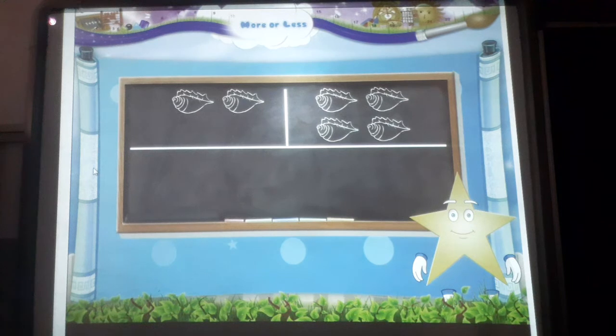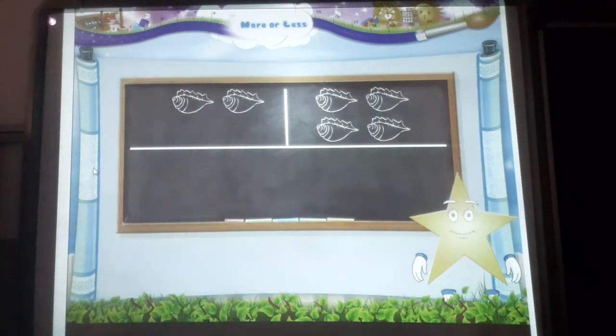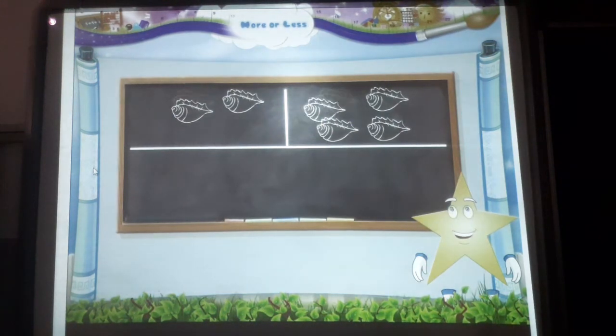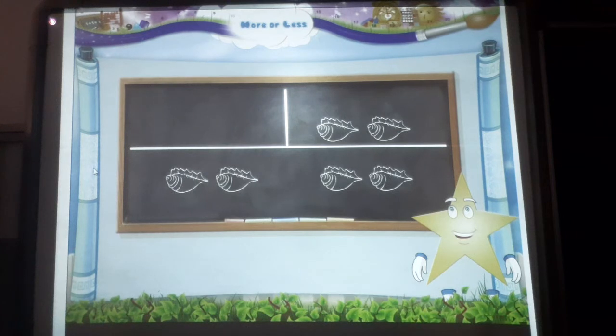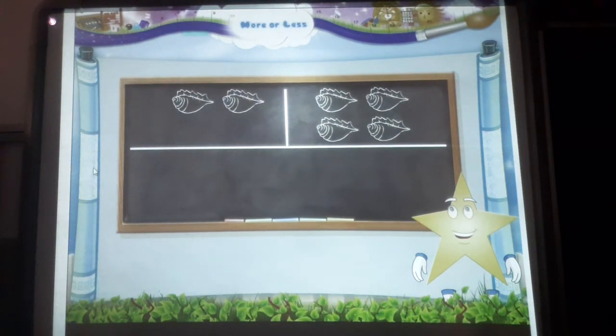And here, Starry, are some shells. 1, 2 shells. And 1, 2, 3, 4 shells. Let's make the one-to-one pairs. We have 2 shells remaining on this side. So we say less shells, more shells.